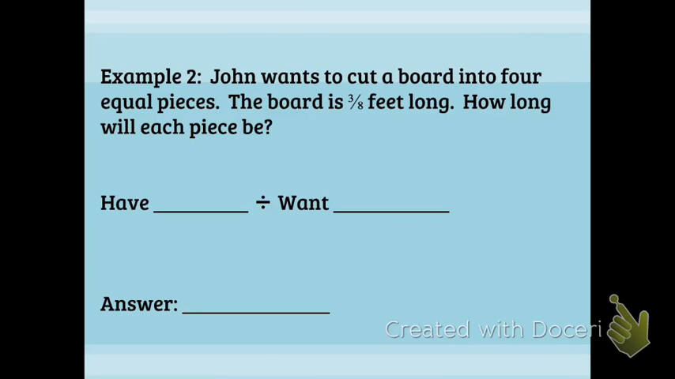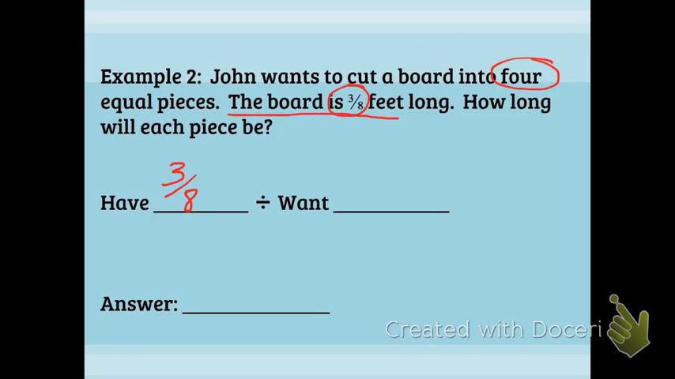Okay, so here's our next example. John wants to cut a board into 4 equal pieces. The board is 3/8 feet long. How long will each piece be? Let's start circling our key numbers. They are 4 and 3/8. Those are our two numbers. Now, think, because this is one that people frequently miss. What does John have in front of him? He's got a piece of a board, right? He's got a piece of a board, and it is 3/8. Very good. So he has 3/8.